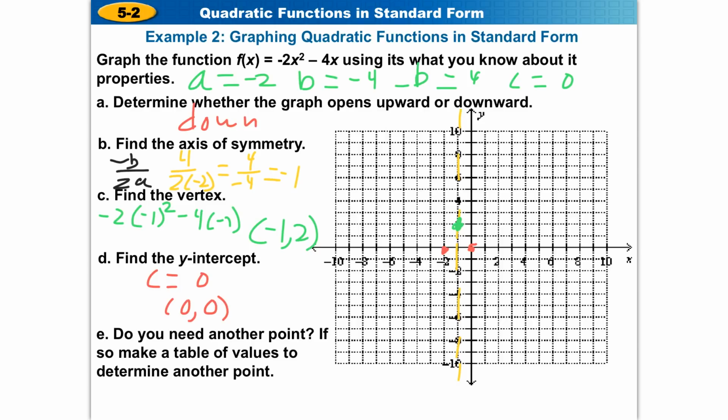So we have negative 2 times 1 squared minus 4 times 1, and that's going to be negative 6. So our next point is 1, negative 6. Reflect this over, and then now we can graph a nice smooth curve, try and make it U-shaped versus V-shaped, and there's our quadratic function. Okay, that's it for today's lesson.